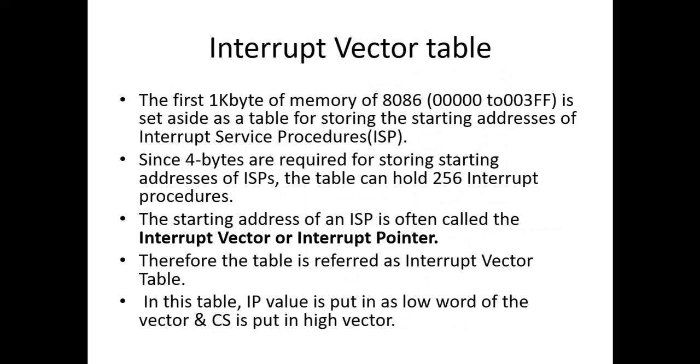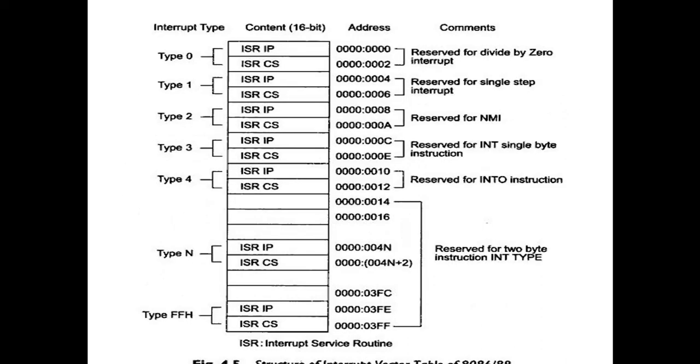Then the interrupt vector table. In the case of the interrupt vector table, the first 1 kilobyte of memory of 8086, that is from 00000H to 003FFH, is set aside as a table for storing the starting address of interrupt service procedures. Since 4 bytes are required for storing the starting address of an ISP, the table can hold 256 interrupt procedures. In the figure, we can see that there are type 0 through type FFH. There are 256 interrupts.